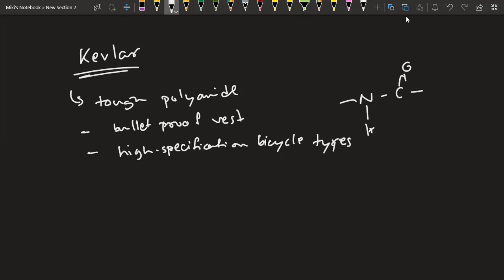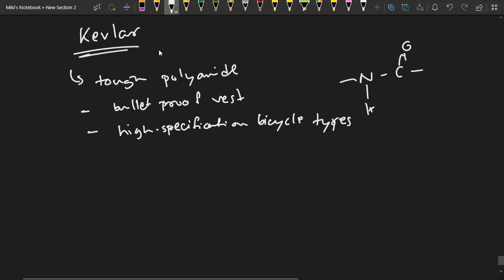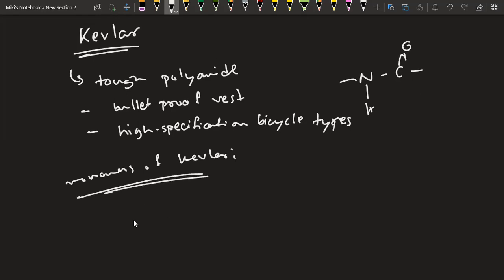Now, Kevlar is also a polymer, but this Kevlar is formed from certain monomers. What are those monomers? Monomers of Kevlar. Let's see them. So one of the monomers is this part.